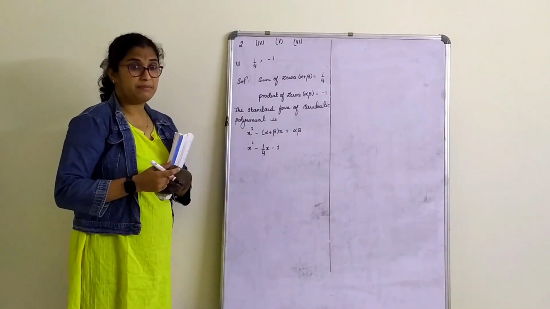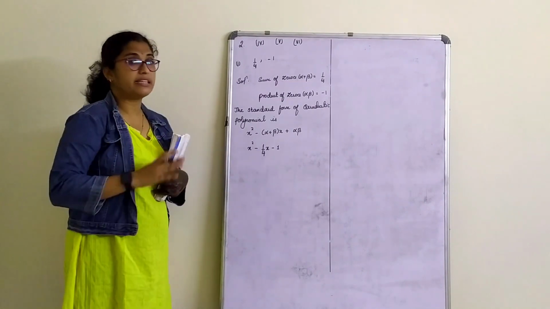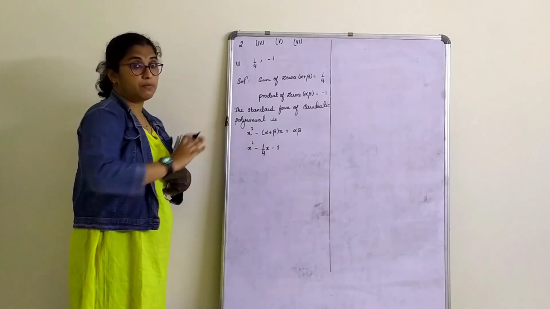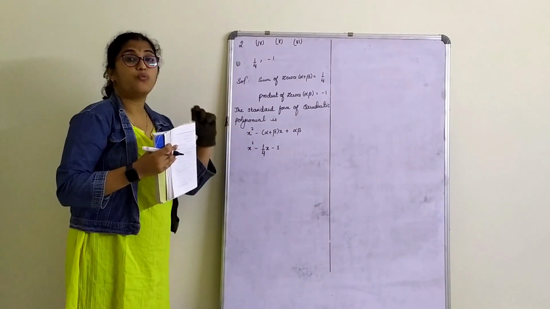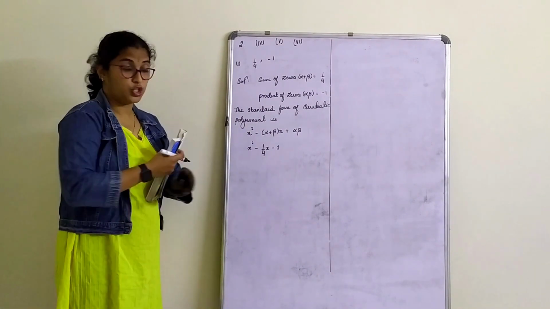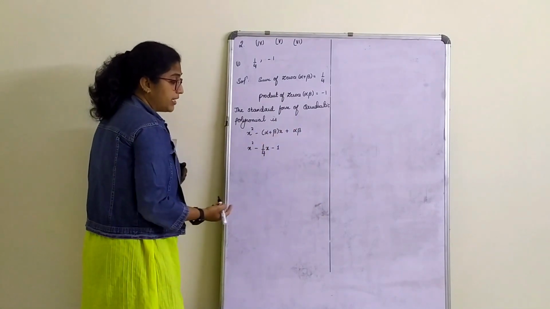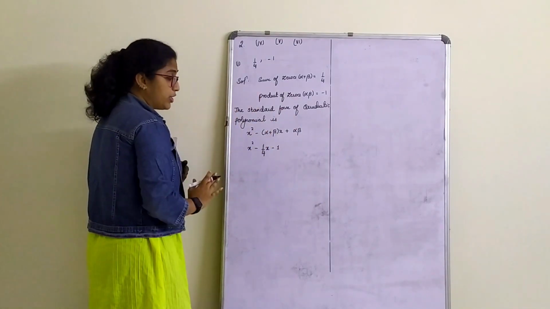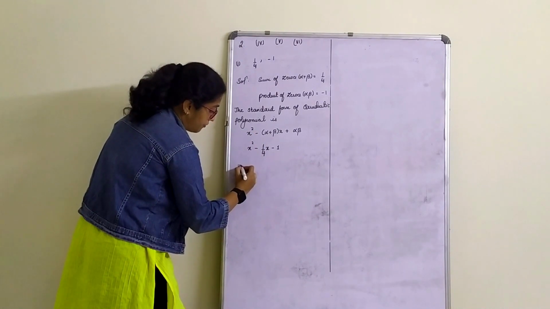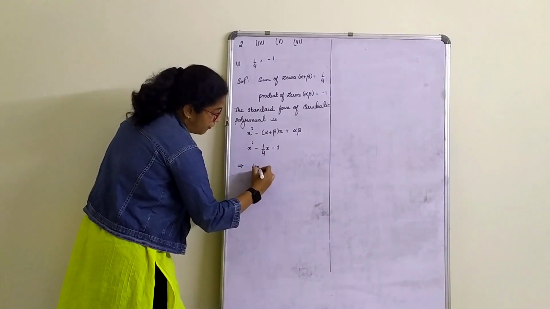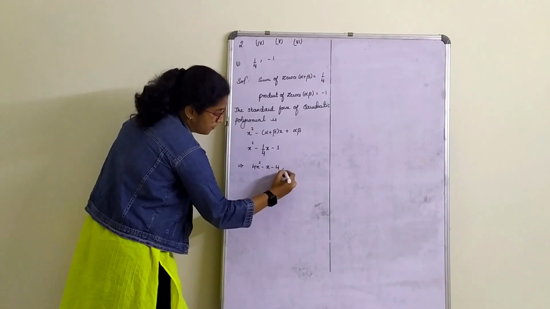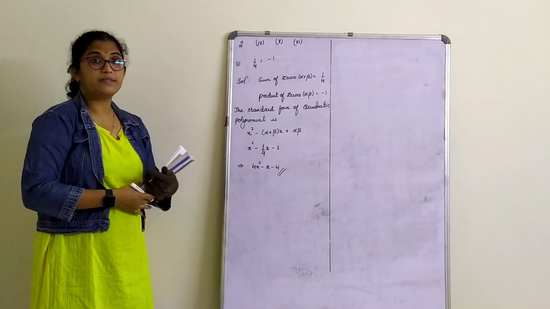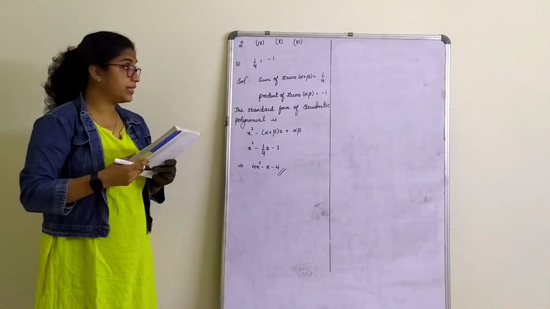But always remember, we do not keep anything in fraction. In a quadratic polynomial, whether it is the x square term or the x term, we will not keep anything in fraction as a rule. So what we can do here is multiply the whole equation by 4. So the final answer will be 4x square minus x minus 4. Very clear?